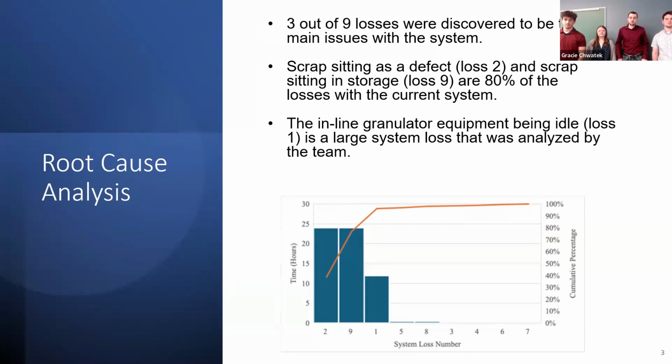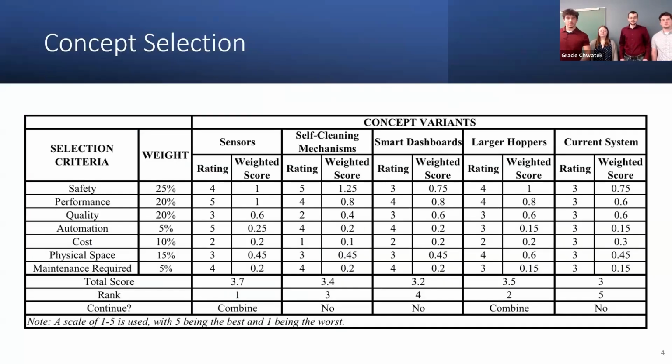And while loss 1, which is the inline granulator equipment being idle, is a large system loss, it's not as important as the other ones, but it still takes up a large chunk at around 15% of the total loss in the system. For concept generation, we initially generated 12 different concepts. From there, we conducted concept screening, which narrowed our list down to 4 concepts: PLC sensors, self-cleaning mechanisms, smart dashboards, and larger hoppers. We conducted concept scoring with a selection criteria of safety, performance, quality, automation, cost, physical space, and maintenance required. We compared these 4 concepts to the current system and ranked each concept.